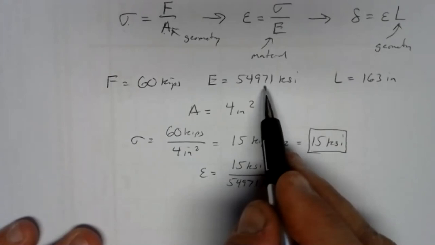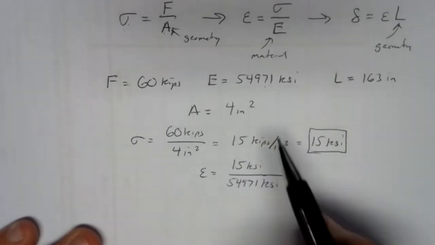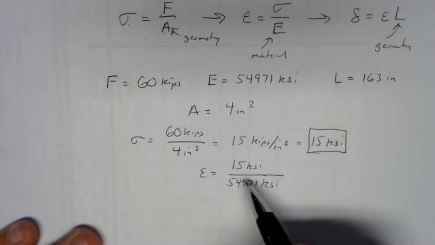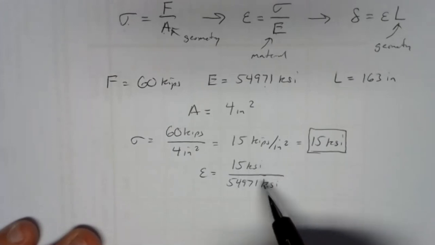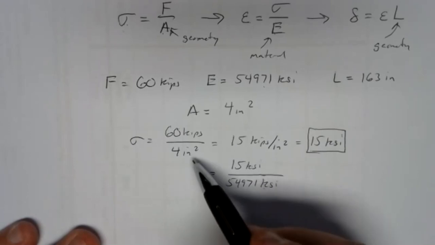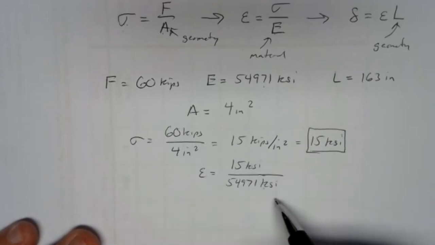Sometimes they'll specify Young's modulus in MSI. They might say 54.971 MSI. If you ignore the units and just plug in the numbers, you're going to end up with a value that's 1,000 times bigger than you expect it to be. If you've got kips, if you've got KSI in one, you've got to have KSI in the other. If you've got pounds, if you've got PSI over here, you've got to have PSI in the other.